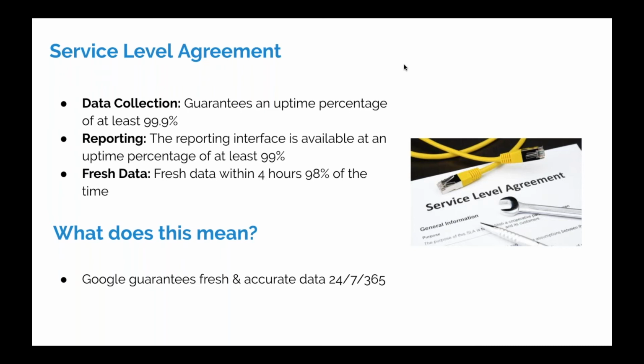that I'm paying for. So with your SLA that you get with Google Analytics 360, Google guarantees an uptime percentage of at least 99.9%, often even higher. The reporting UI will be available at an uptime percentage of 99% as well. And then that fresh data guarantee of 4 hours, 98% of the time, is very useful, and certainly we've seen it often 1 to 2 hours and often closer to 100%, except for those sites with potentially billions of hits per month. So, what does all this mean? It's just basically Google's guarantee to you that we will give you fresh, accurate, reliable data 24/7, 365.